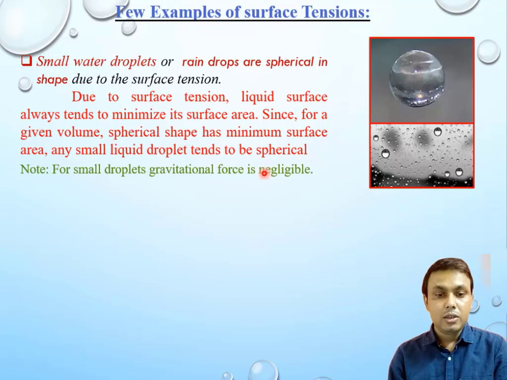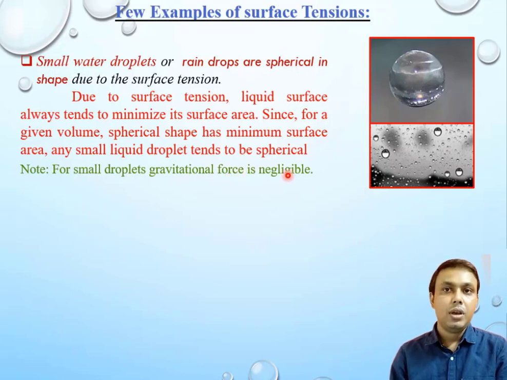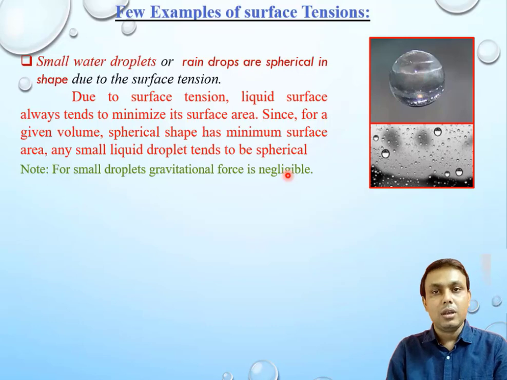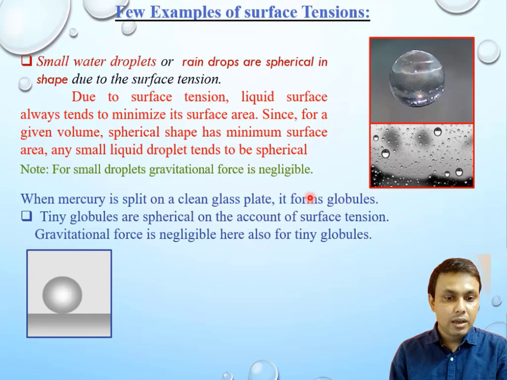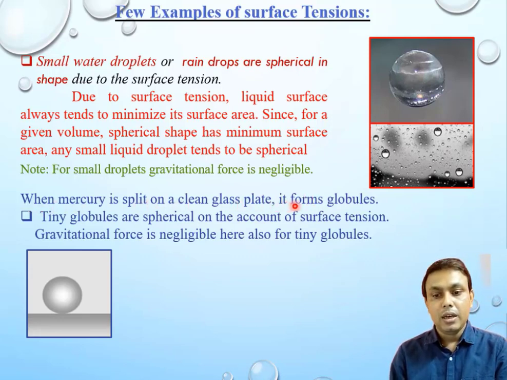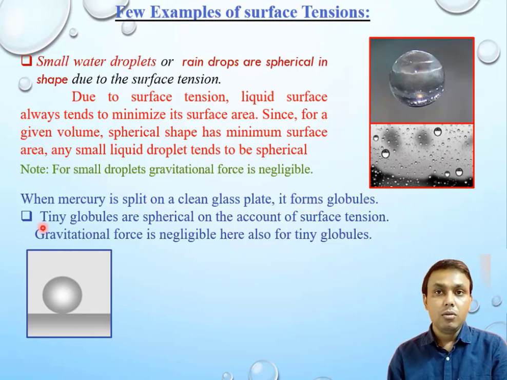Now it is to be noted that for small droplets, gravitational force is negligible. If we take large water droplets, in that case the gravitational force will not be negligible, and due to the gravitational force the spherical shape may be deformed. Now another example: when mercury is placed on a clean glass plate, it forms globules. It is seen that the tiny globules are spherical. Why? This is also due to surface tension.